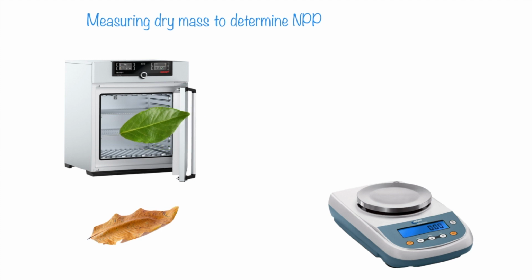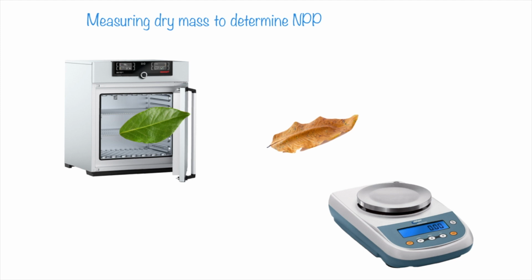So I'll place it in an oven. And when it's placed in an oven for like 24 hours or so, it dries up. Why am I drying it up? I want to dry it up because I'm interested in the living tissues. I'm interested in biomass. I'm not interested in water here. So the dry mass would be a good indication of how much energy there is, right?